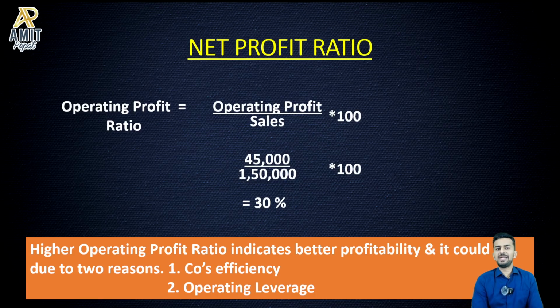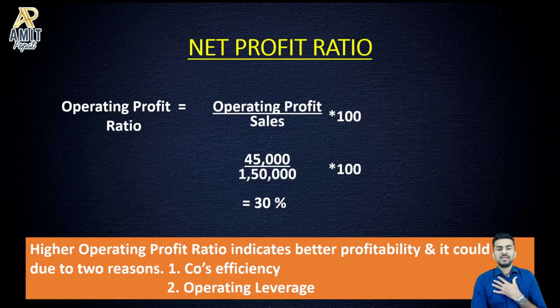Same way, for example, electricity bill. If you have installed a solar system, of course there would have been an investment in fixed assets, but if you can reduce your electricity bill, your operating profit will be higher. So one reason operating profit could be higher is because of company's efficiency, and second is operating leverage.